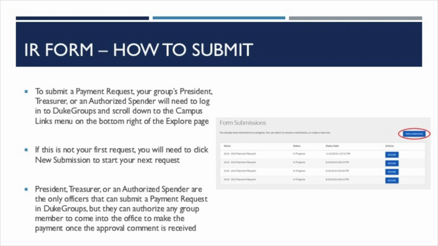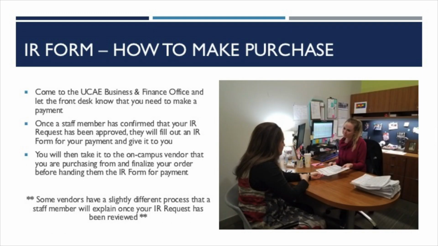Our office will review the request and then leave a comment with either our approval, additional questions, or any issues that need to be fixed before the IR form can be picked up. Please respond in the comment section of the request with answers to any questions that staff might have, or to let staff know once any issues have been fixed. We will then review your request again. Once you have received the approval comment from a staff member, you are ready to make your purchase.